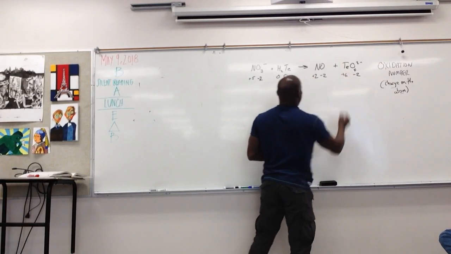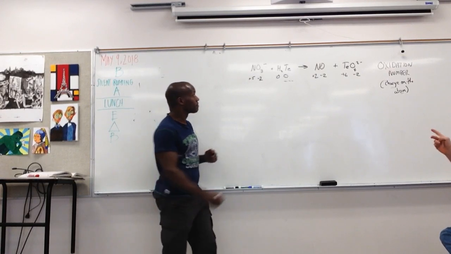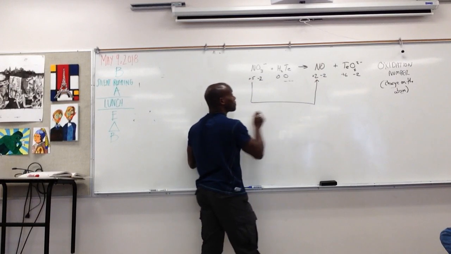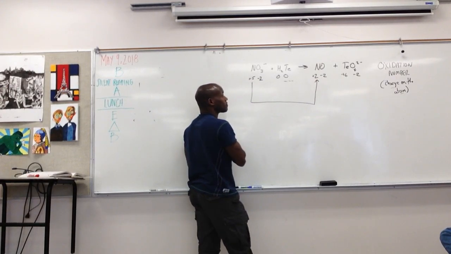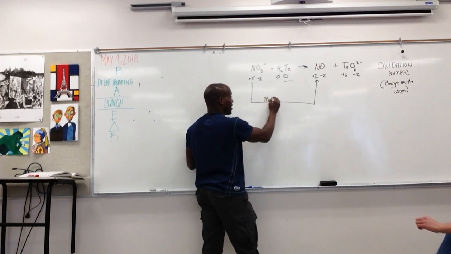Now let's identify our oxidations and our reductions. Nitrogen goes from +5 to +2. So it loses 2 electrons. So it's gained electrons. Science keeps messing me up. It's an oxidation. Or no, reduction. Reduction. Okay.